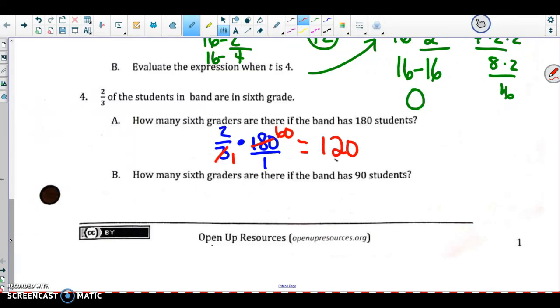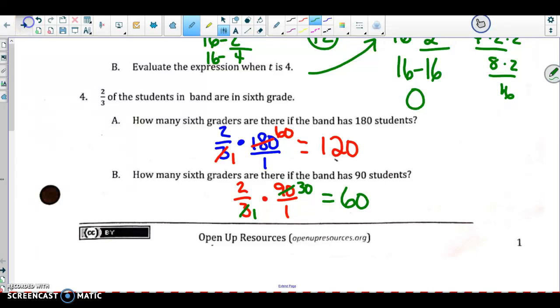How many 6th graders are there if the band has 90 students? So again, we're taking 2/3 of 90. Well, one thing I noticed is 90 is half of 180. So it should make sense it'd be half of that. But I'll go ahead and work that out and see. So 3 goes into 90 once here, and 3 goes into 90 30 times here, and 2 times 30 gives me 60. So yeah, that did make sense. It ended up being half. That's kind of convenient there.